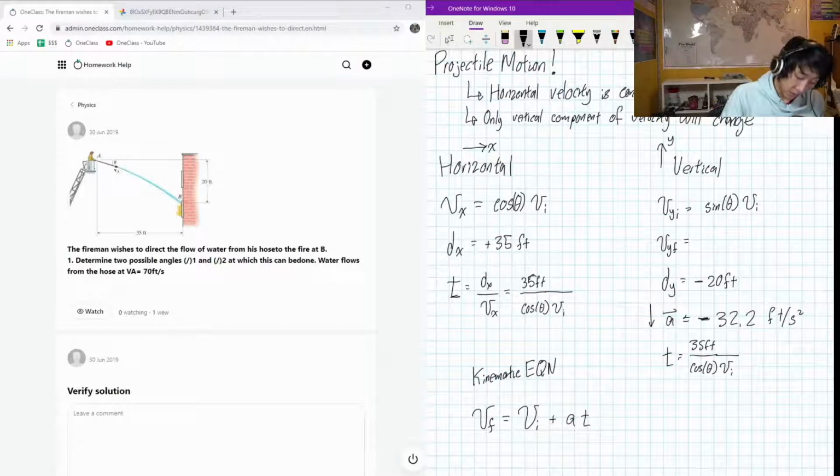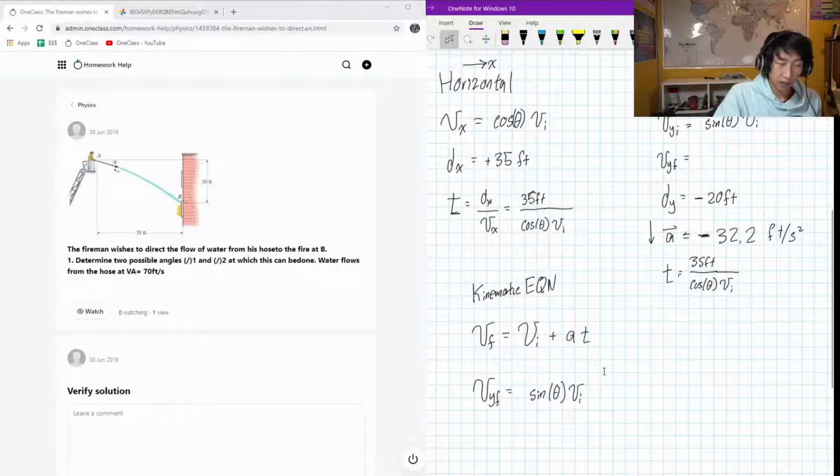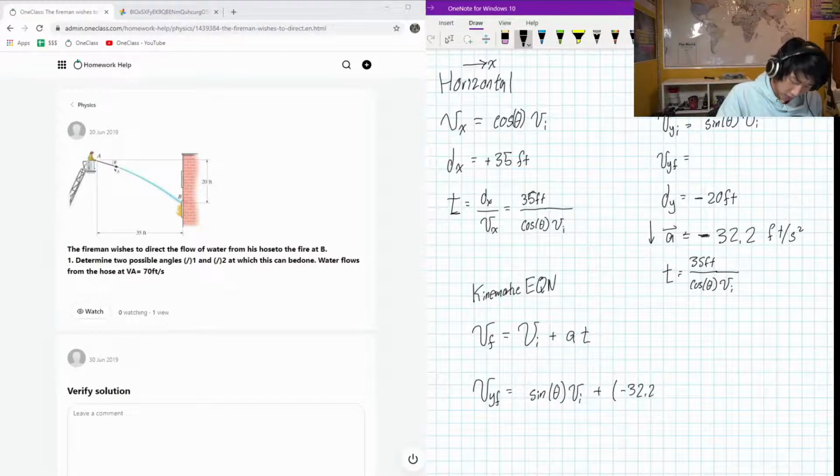So if we wanted to make an expression for the y component of this, the final y velocity, we know that it's going to be the initial velocity, so that's just sine theta times Vi, and we know that was 70, but I'll just keep writing Vi so we kind of know where this comes from, and then plus a, in this case negative 32.2 feet per second squared, times time, which is 35 feet divided by cos theta Vi.